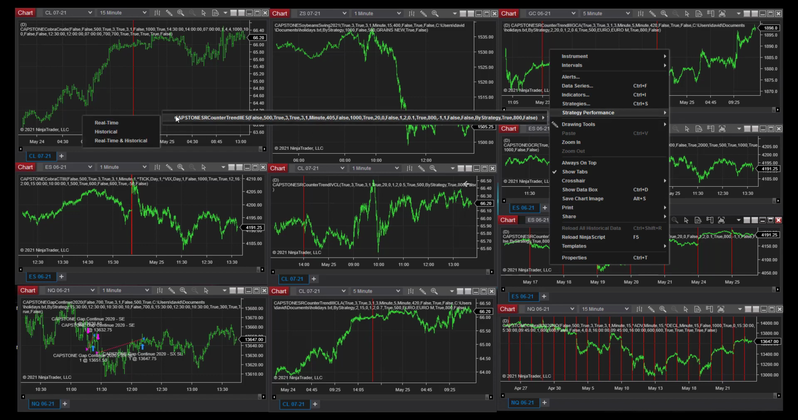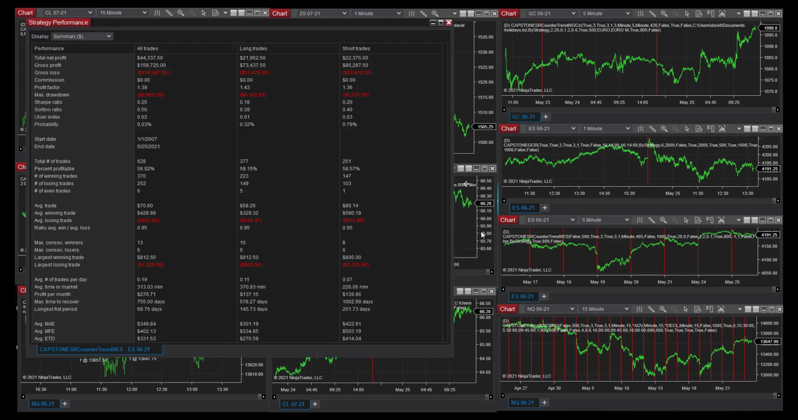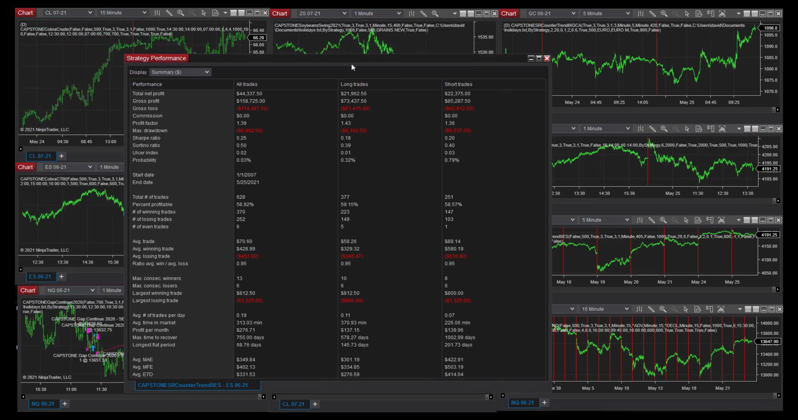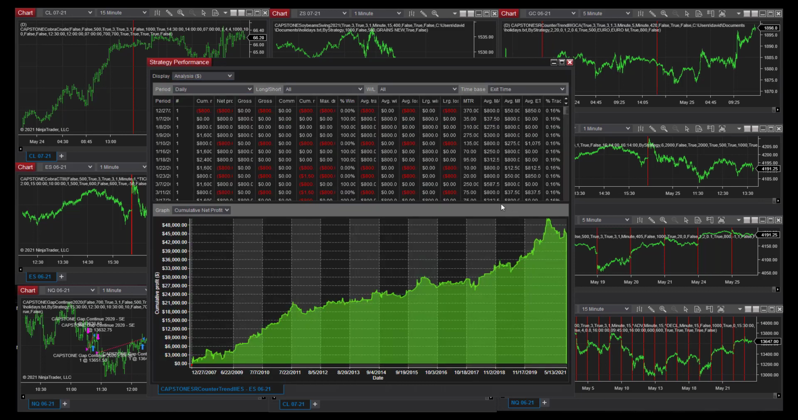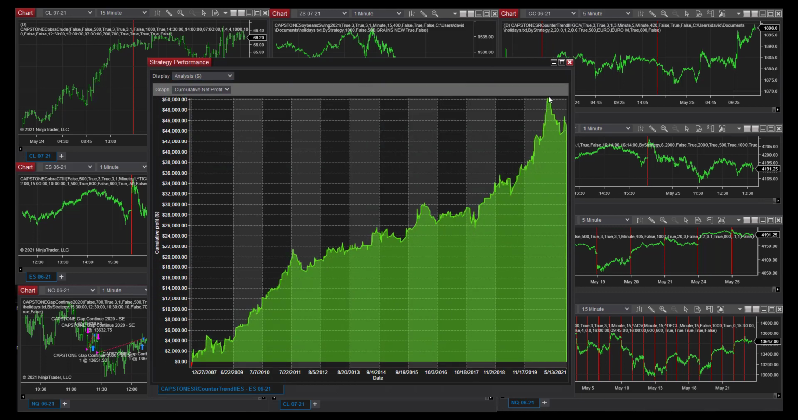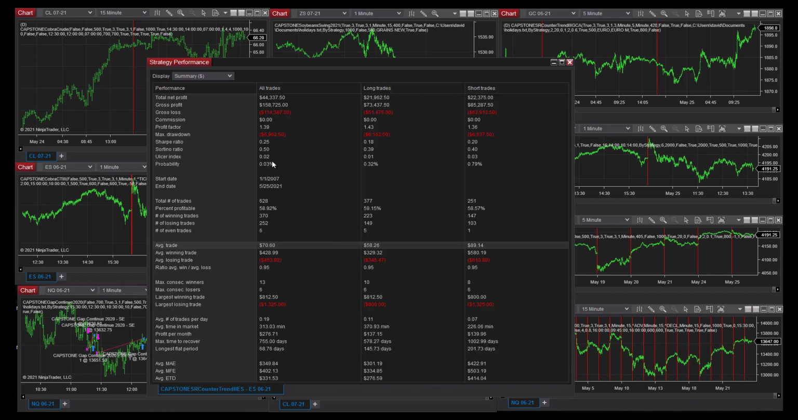We look at this here, historical, 44, 337.50, $70 average trade profit. Analysis right here. This kind of went parabolic into about August of last year, and then it's had a pullback since then. So good timing to get in on this one as well. Here is a summary on this, $70 average trade profit.